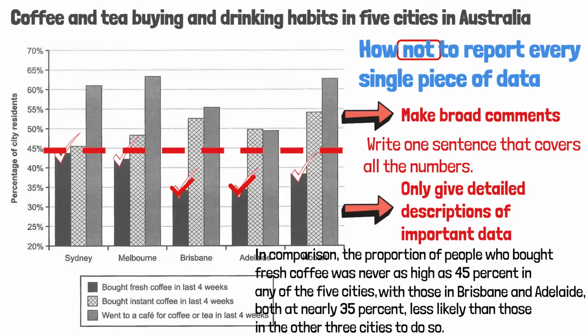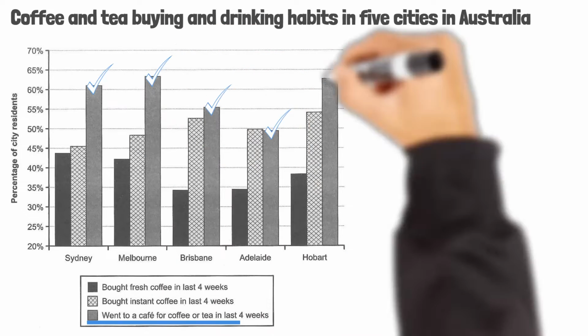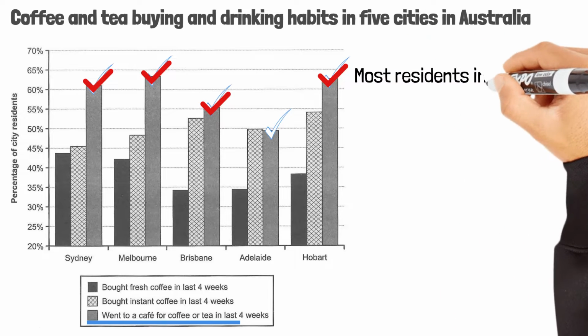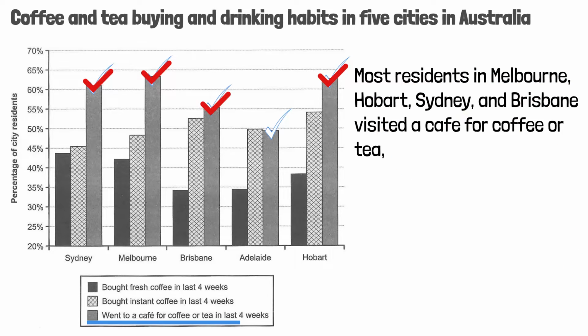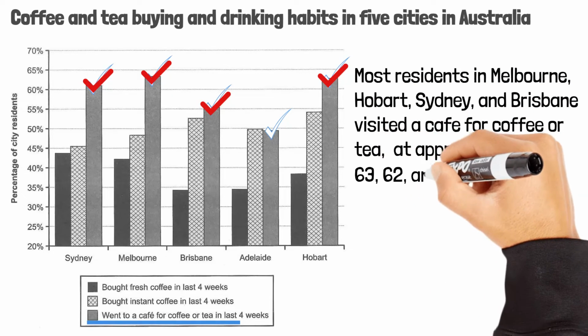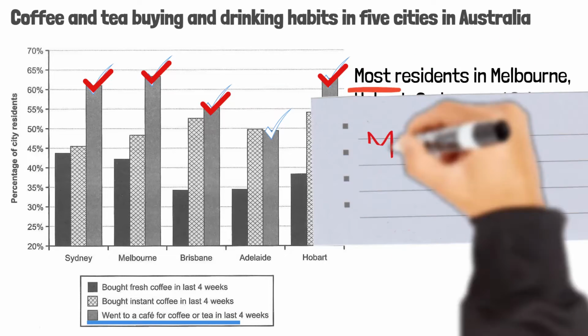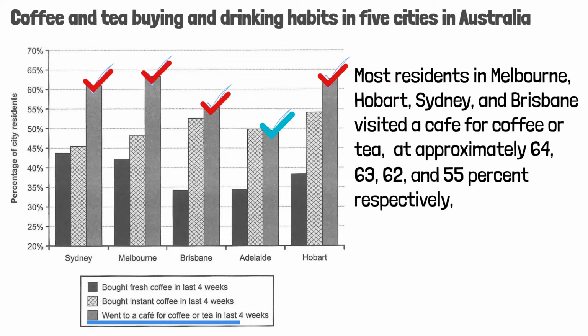Now let's describe this category of went to a cafe for coffee or tea. I think this category is very important because it's the biggest category in almost all cities. So I will report all 5 percentages in this category. I will first talk about these 4 cities. Most residents in Melbourne, Hobart, Sydney, and Brisbane visited a cafe for coffee or tea at approximately 64, 63, 62, and 55% respectively. You can use the word most when a number is higher than 50%. And then I will say how Adelaide is different.